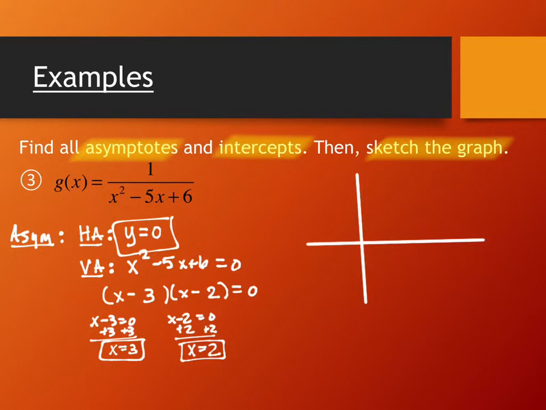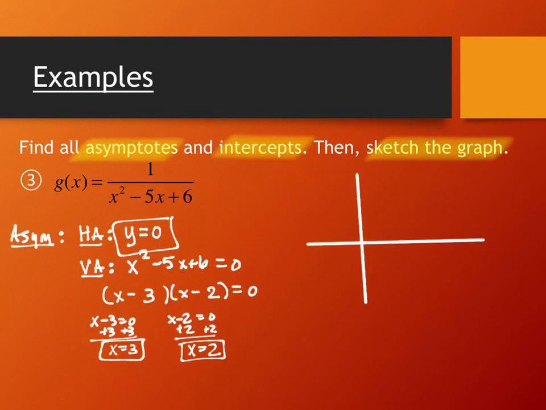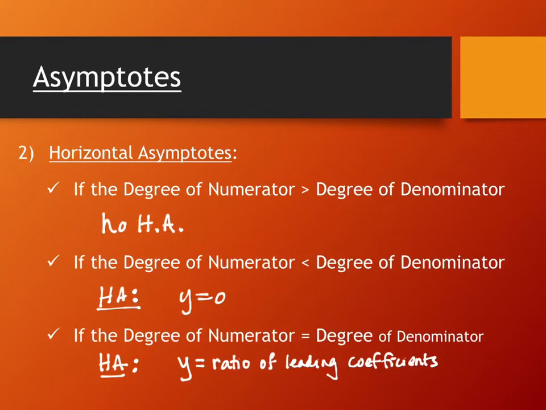So, on this one, yes, sir? That's okay. So horizontal asymptotes are all about deciding which of these three cases you're in. On this case, my degree of my denominator is a 2, and my degree of my numerator is a 0. So the degree of the denominator is bigger, which means that I'm in case number 2. So my horizontal asymptote is 0, y equals 0.